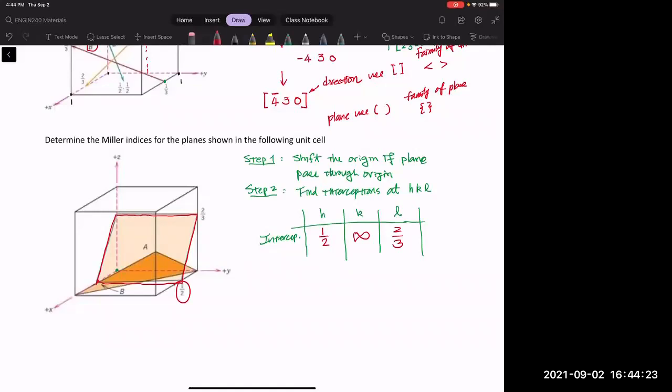The third step, once you find the intercepts, is to take 1 over the intercept. You do 1 over the previous values. So in this case, that will be 2. This is 1 over infinity, which is equal to 0. And this one is 3/2.